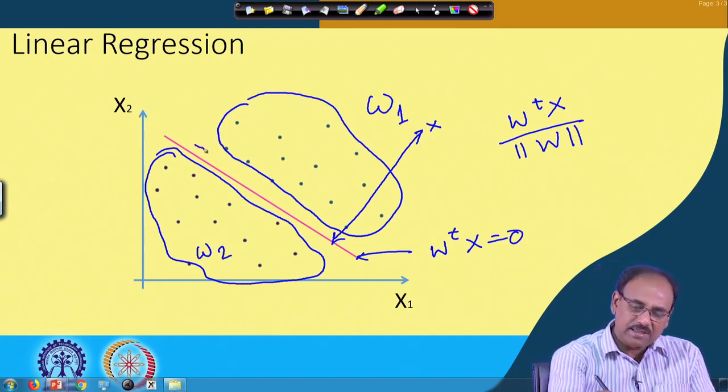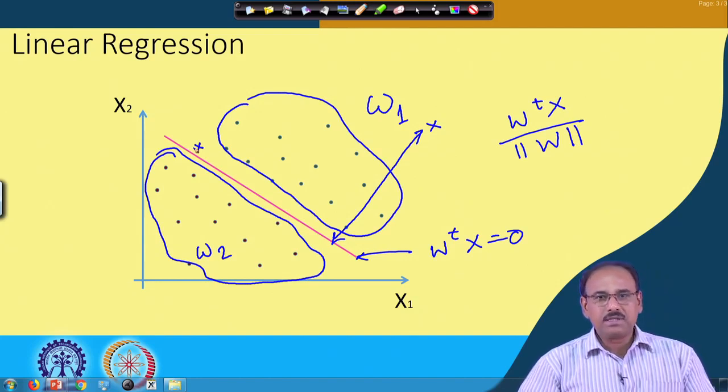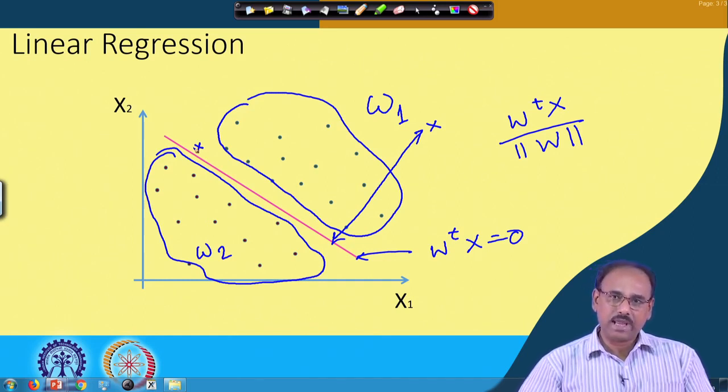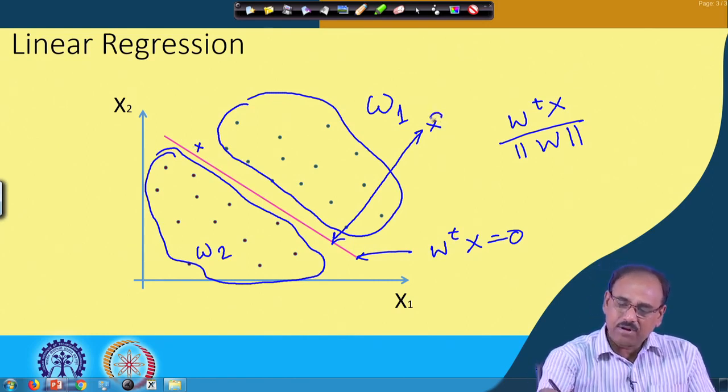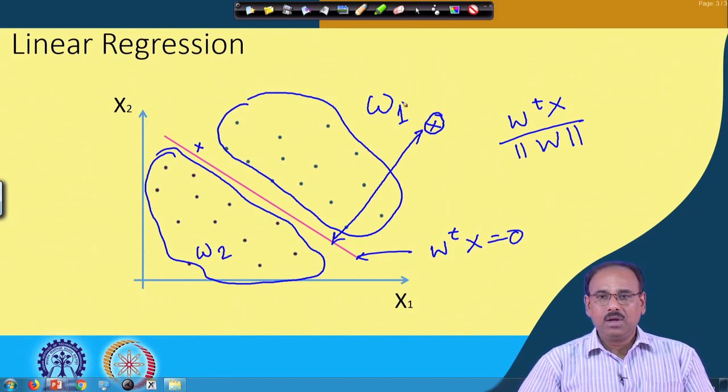Whereas, if I have data somewhere over here where the distance of this vector from the separating plane is very small, my confidence level is not that high, though here w transpose x becomes greater than 0. So, I classify this as belonging to class omega 1, but my confidence level is not as high as in the previous case. So, I have a physical interpretation of the value of w transpose x: it says how well inside the class the data is.